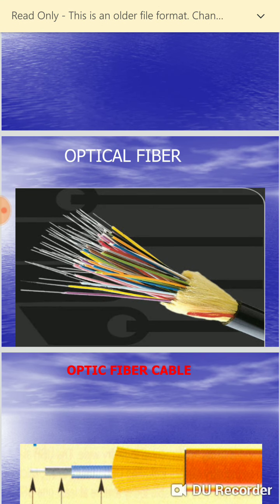So in this slide there is a diagram of optical fiber cable. There are multiple optical fibers bundled in a single optical fiber cable. When we say fiber and fiber cable, the difference is that the fiber consists of only core and cladding, whereas the optical fiber cable consists of the core and cladding, surrounded by some protective coatings. That is the difference between optical fiber and optical fiber cable.